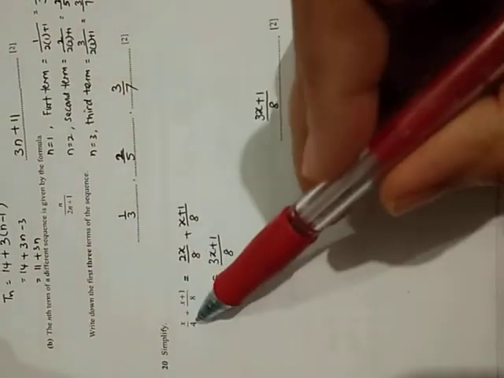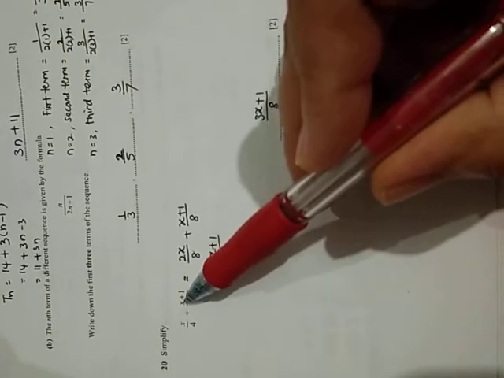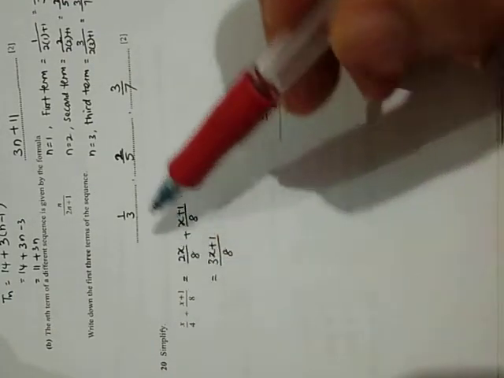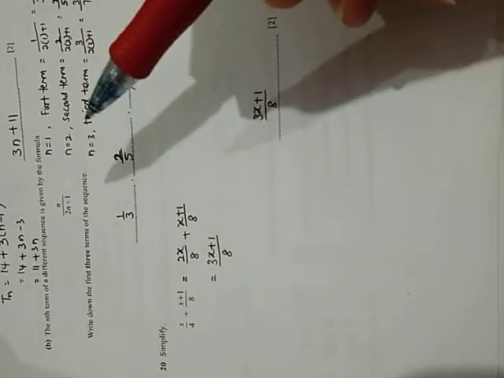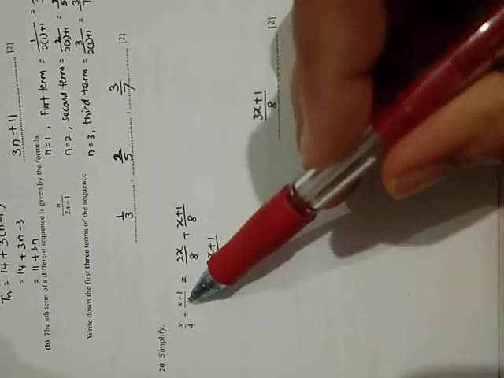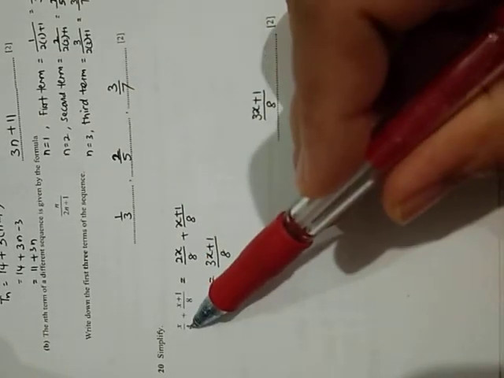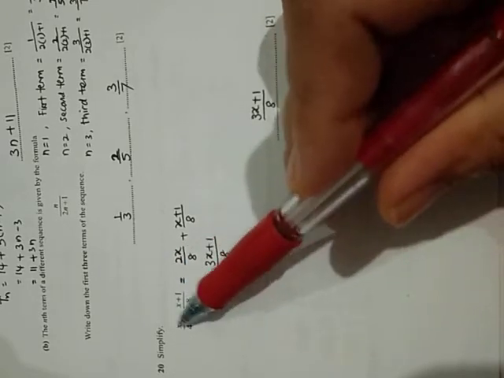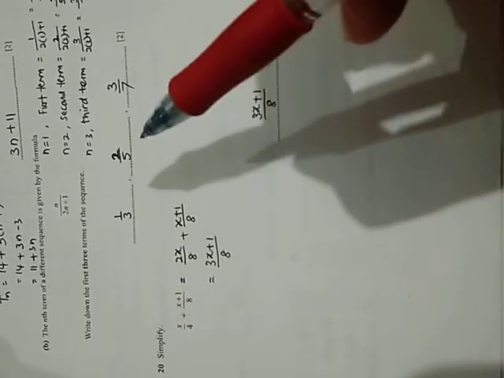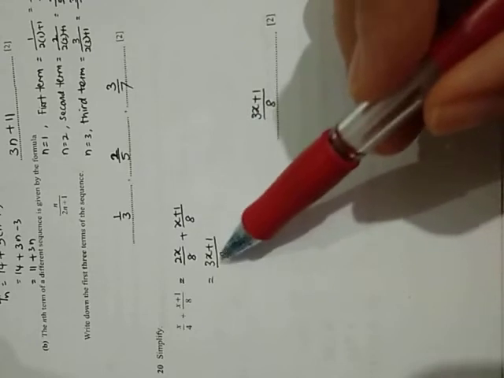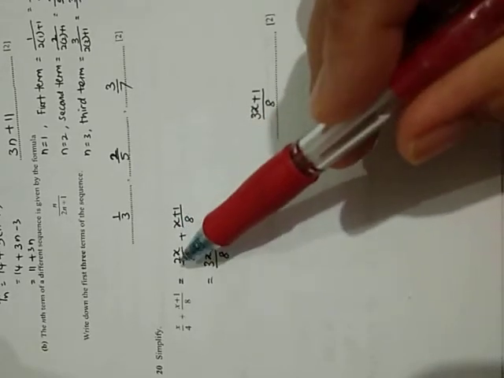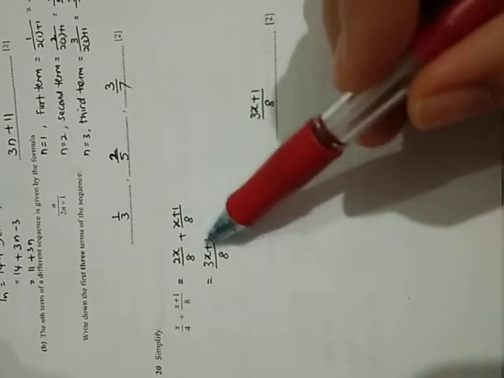Next question, 20. Simplify x plus 4 plus x plus 1 over 8. When you work it out, make the denominator the same. Convert that to 8, multiply this by 2. So x times 2 is 2x. Hence we can simplify this further: 2x plus x, 3x plus 1 over 8. This is our answer.